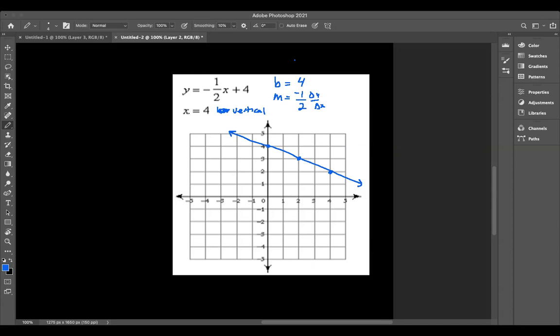Now the other one is x equals 4. So we go over to where x is 4. Right here. That's the point. There's no y, so that's like the x-intercept. And then all we do is make a line going all the way up like this. And they asked, what is the solution here? In this situation, the solution is 4, 2. Okay, that's the solution.